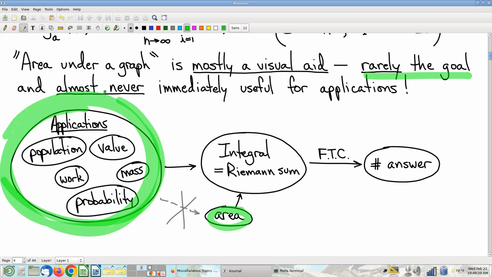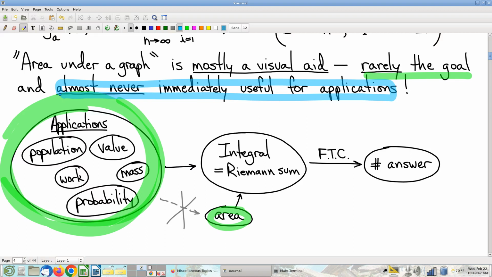It's mass or work or probability if you're doing calculus-based statistics, or population, whatever. There's a bunch of stuff. Okay. So mostly not what integrals are for. And also, very importantly, very rarely can I use area as an actual tool in a computation.